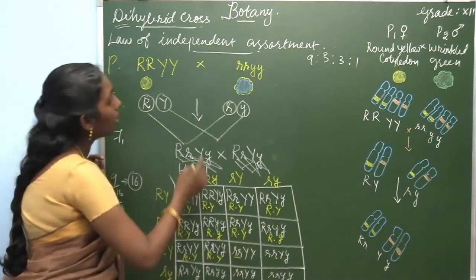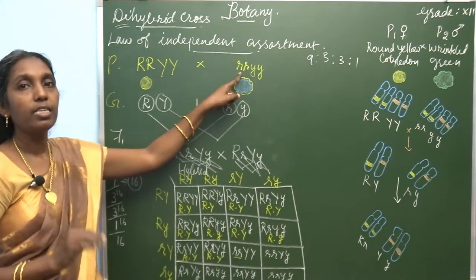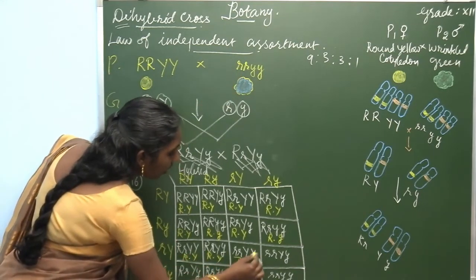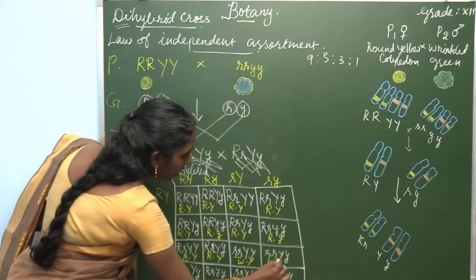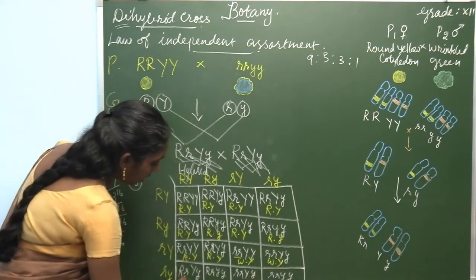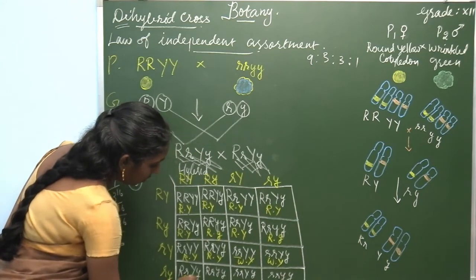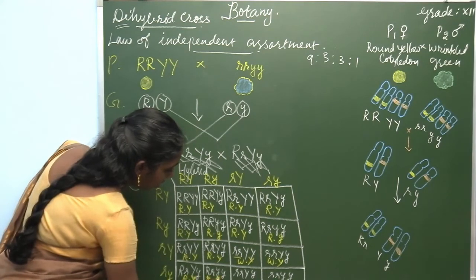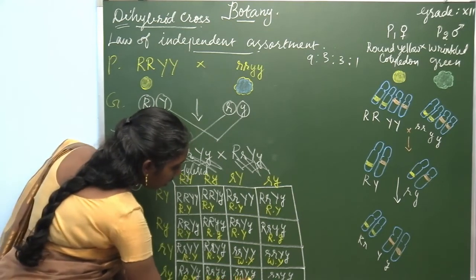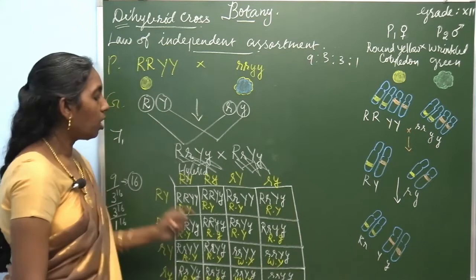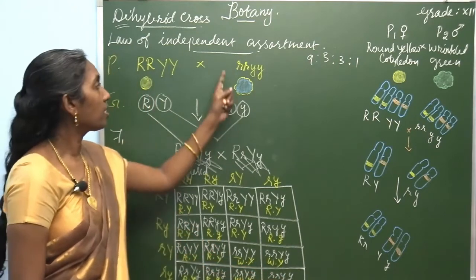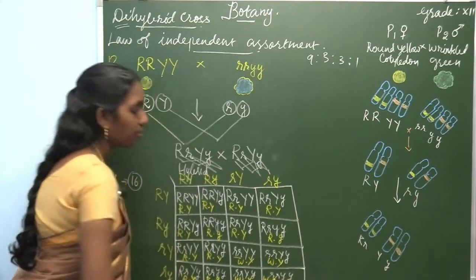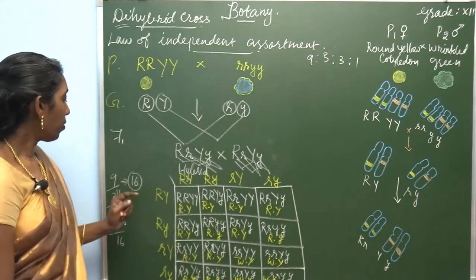Now, here is small r, which represents the wrinkled shape of the cotyledon. So it is wrinkled, color is yellow, wrinkled yellow. Here, round yellow. Here, round green, wrinkled yellow. Here, small y, that is the recessive character, wrinkled green. Let's check the ratio, how it is produced.